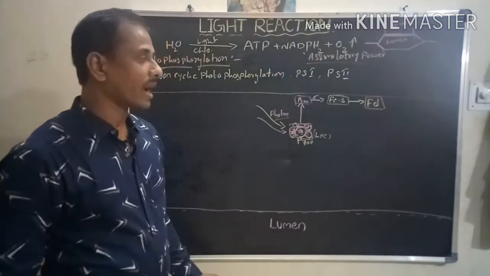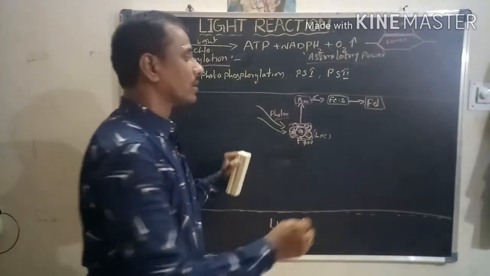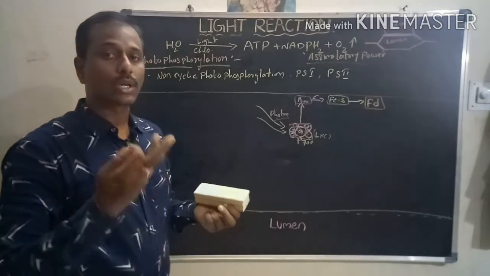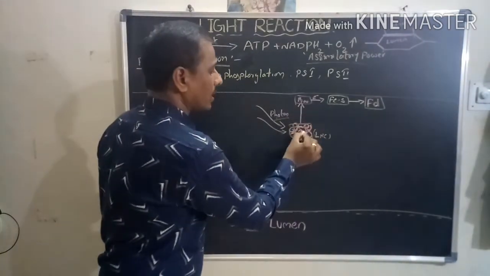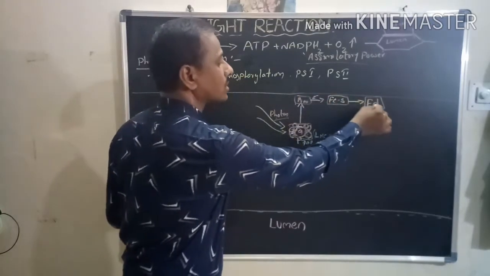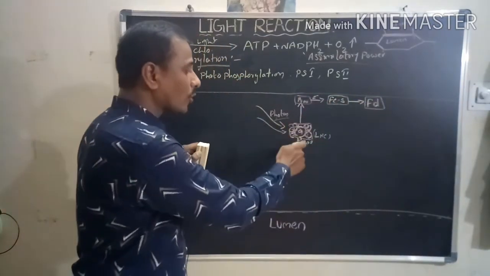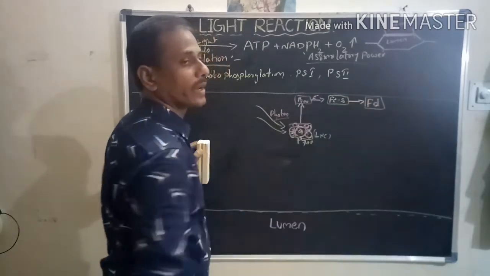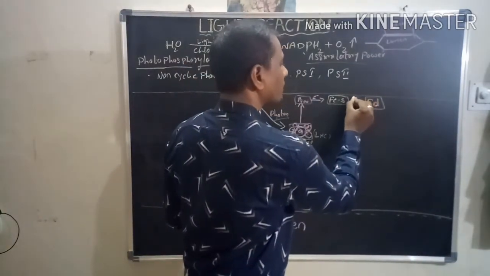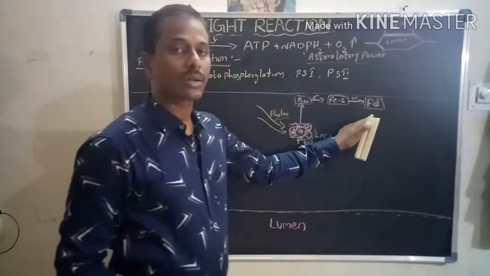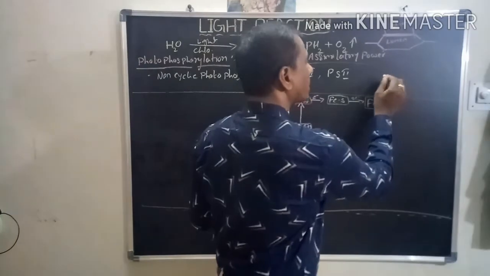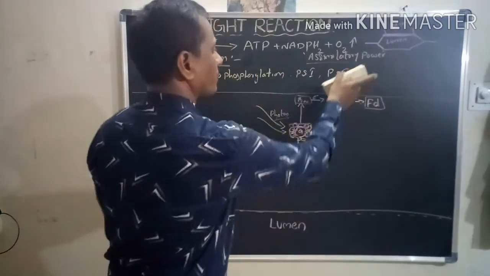Ferredoxin is an iron-containing protein. When the ferredoxin receives the electron, it receives two electrons. That means one photon is released, it goes to P700, and finally it goes to the ferredoxin. Then another photon is received, and it goes to the ferredoxin. When the ferredoxin receives the two electrons, it transports the electrons to NADP, which is located in the stroma.